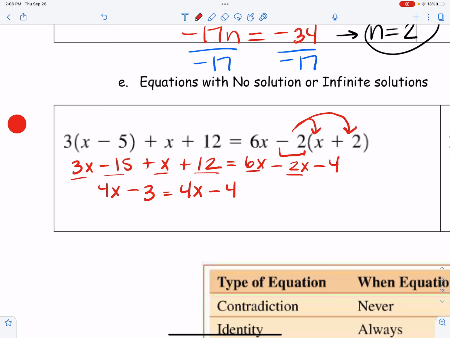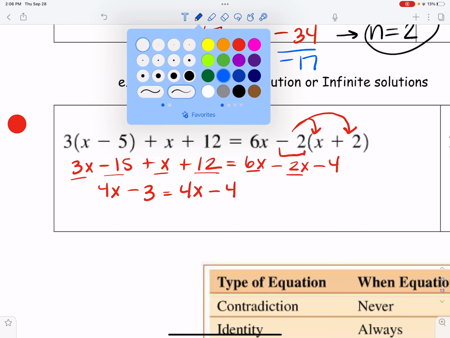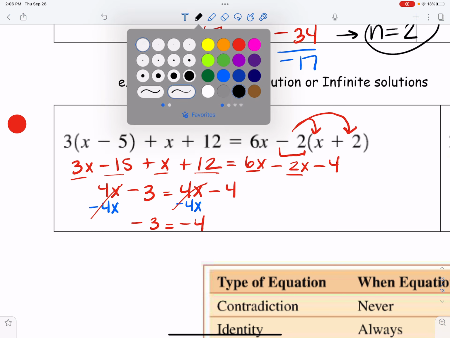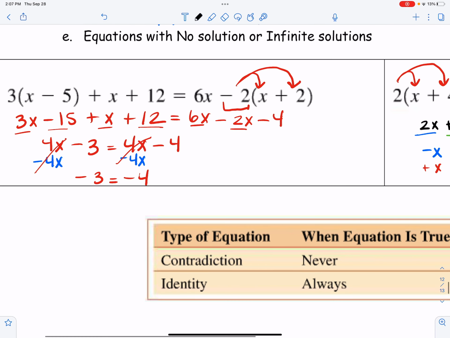Now my next step would be, let me start working on getting the variable on one side. So I would say, let me move this 4x, and I do that by subtracting. But notice when I do that, not only will it go away here, it'll also go away here. That's what I mean when I say your variable goes away. You're left with negative 3 on one side and negative 4 on the other side. When that happens, look to see if it is a true statement or a false statement. This one's false. Negative 3 never equals negative 4.